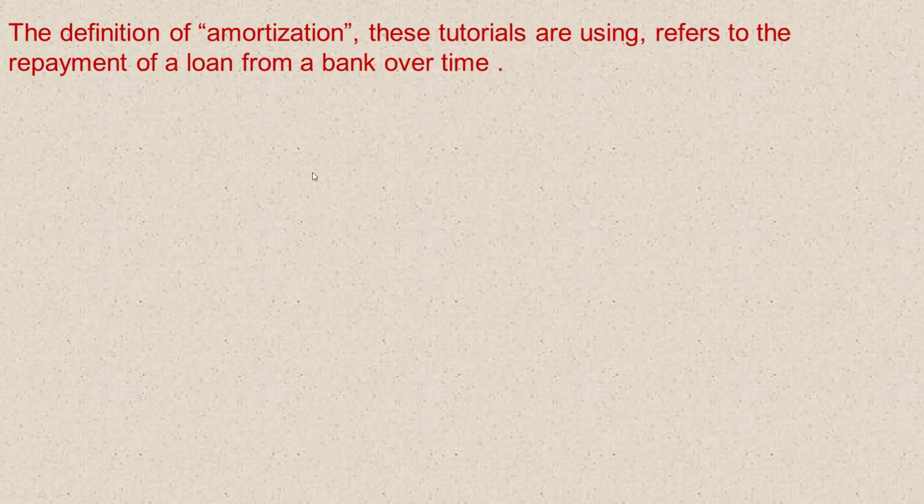The definition of amortization these tutorials are using refers to the repayment of a loan from a bank over time. And this is Financial Literacy Part 2. The first tutorial was on what is interest.